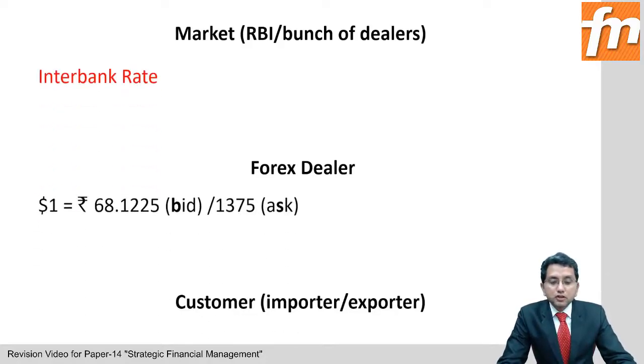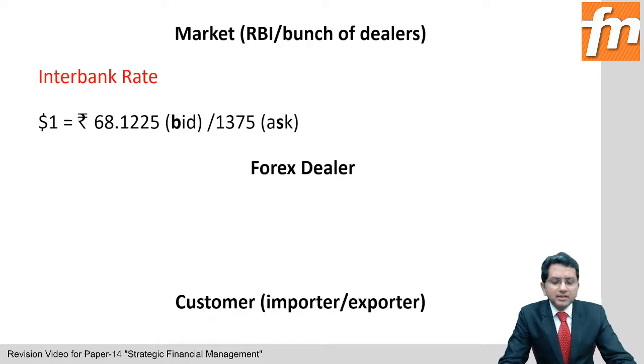So let's talk about interbank rate. Let's take an example. Interbank rate is not a single rate, it is a combination of two rates. So interbank rate should look like this. $1 is equal to rupees 68.1225 oblique 1375.